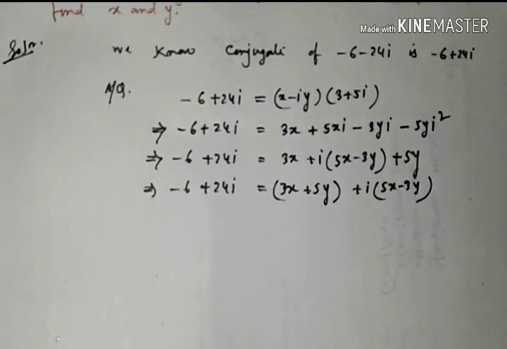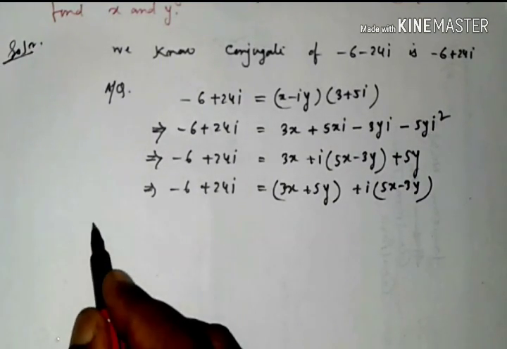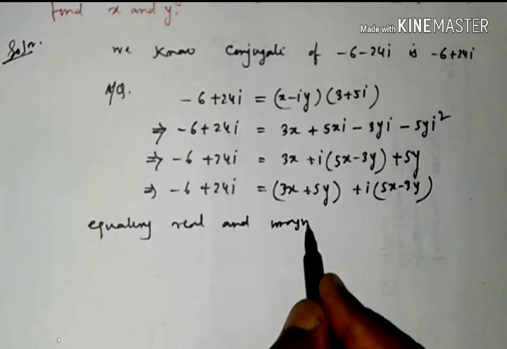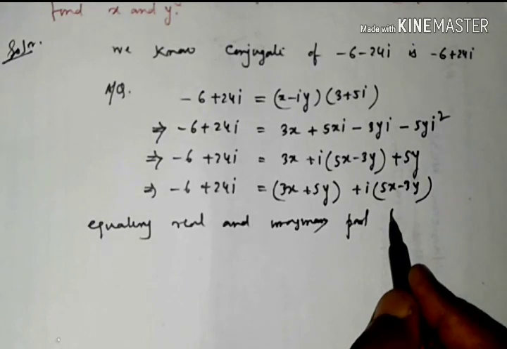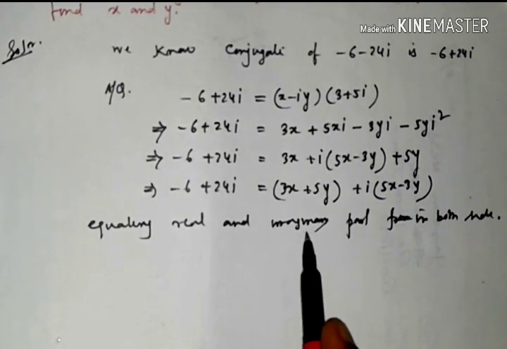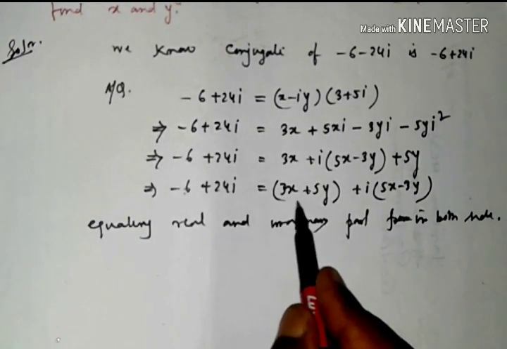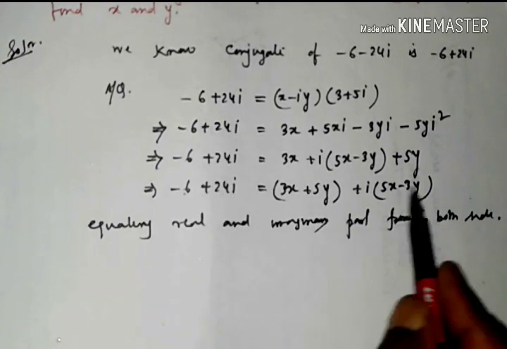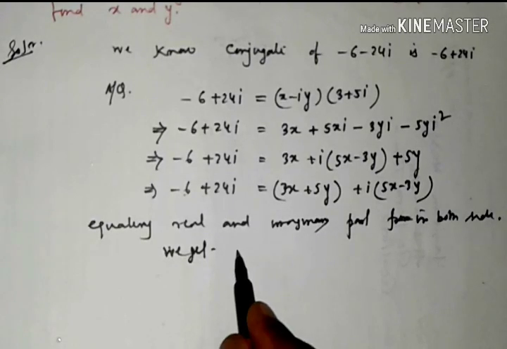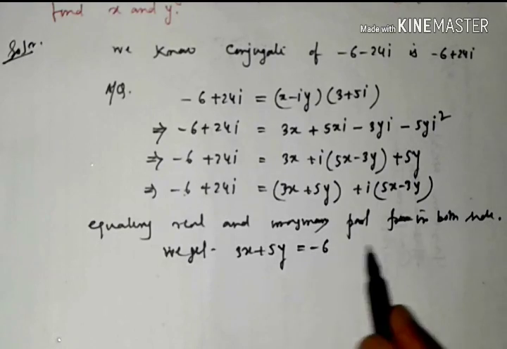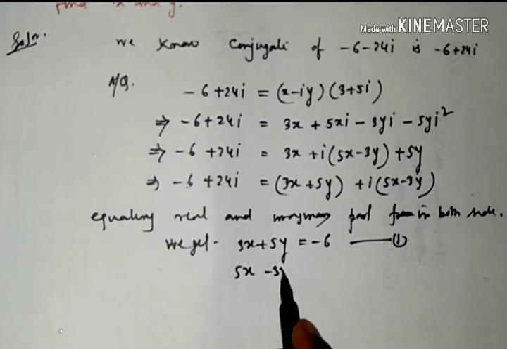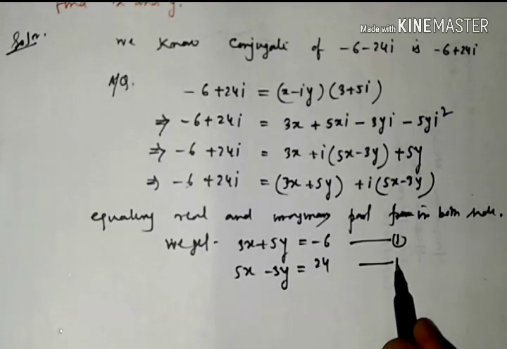Now we equate real and imaginary parts from both sides. If we equate real part, this real part equals this real part. This imaginary part is 24, this imaginary part is 5x minus 3y. Therefore we get 3x plus 5y is equal to minus 6. We mark this equation number 1. And imaginary part, that is 5x minus 3y, this is equal to 24. We mark it as number 2.